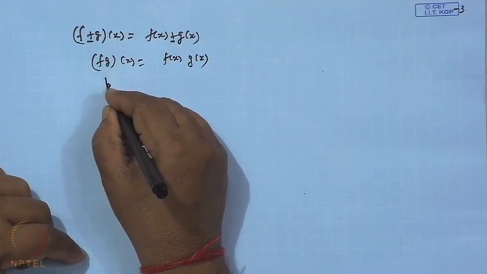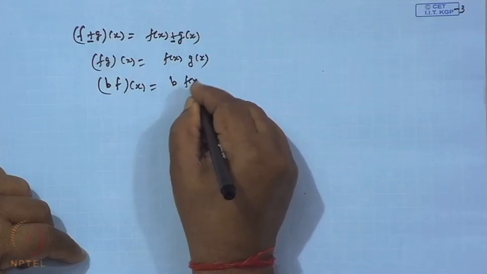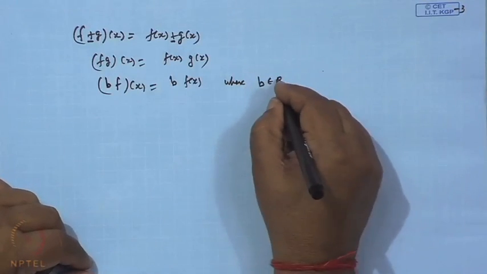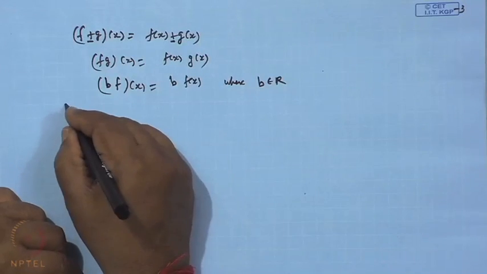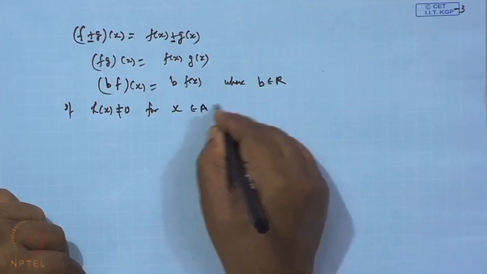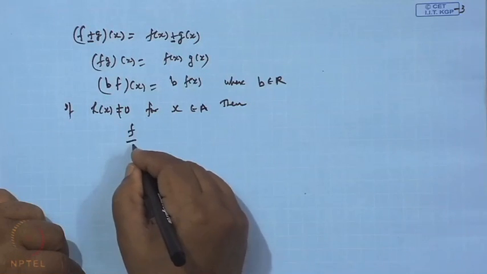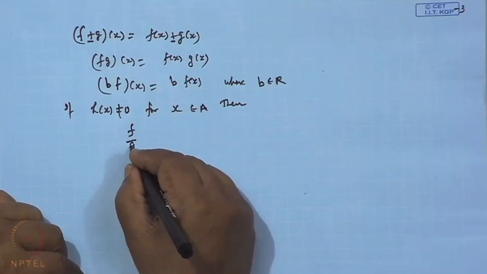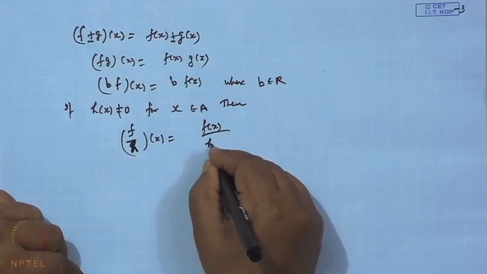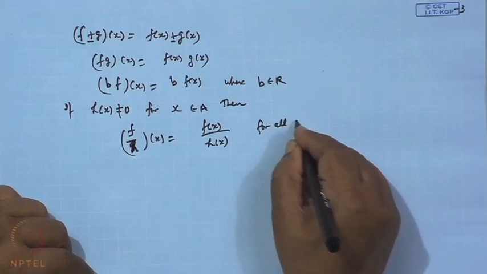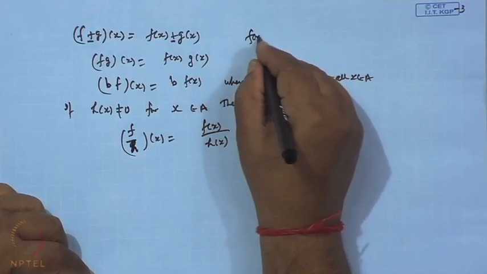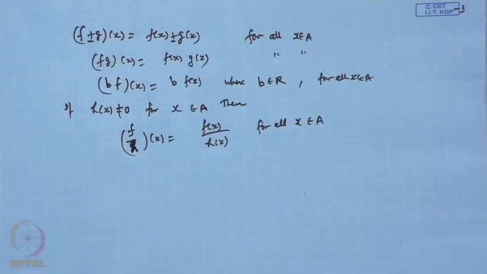If b is a constant, then b f of x is defined as b times f x, where b is some constant real number r. And if h x is not equal to 0 for x belonging to A, then we can define the quotient f by h of x as f x over h x, for all x belonging to A. So, this way we are defining.